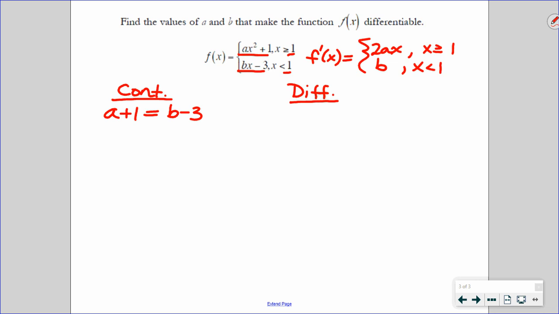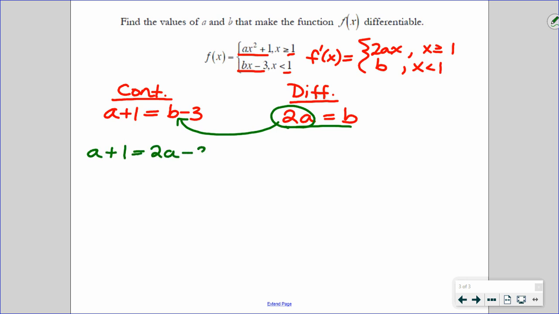Okay, now we're going to do the same thing. We're going to plug in 1 for x and set the two pieces equal to each other. So I'll end up with 2 times a equals b. Okay, now I have two equations. I'm noticing, this equation is already solved for b. So I can just take the 2a and substitute it here in place of b. And I'll have a plus 1 equals 2 times a minus 3.